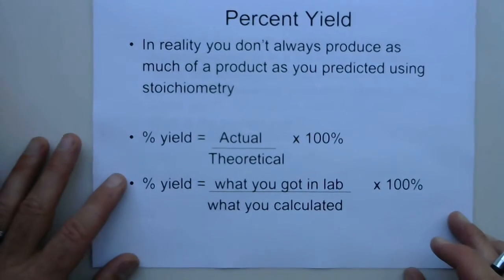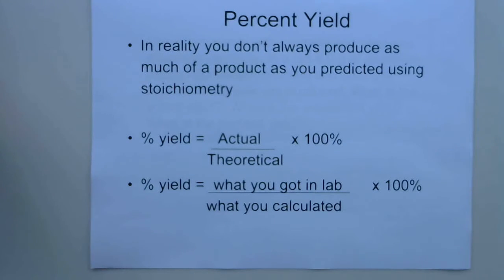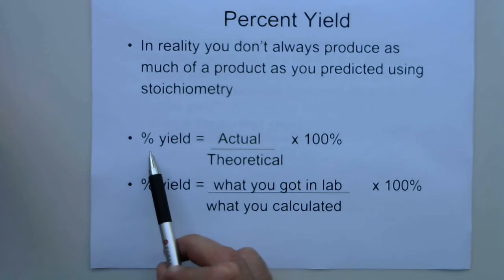Second topic in this section is percent yield. So percent yield is something that we usually calculate after a lab. We usually do calculations and figure out how much of a product should be produced based on stoichiometry. But when we actually do it in a lab, we don't always get exactly as much as we predicted. So we often do a calculation called percent yield.